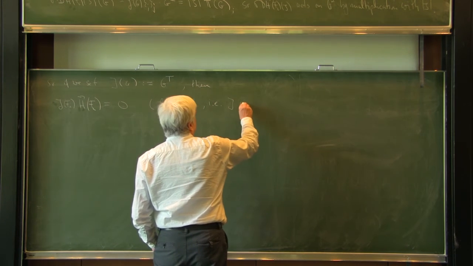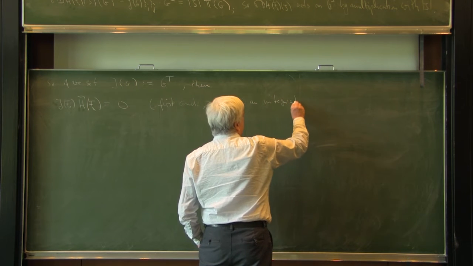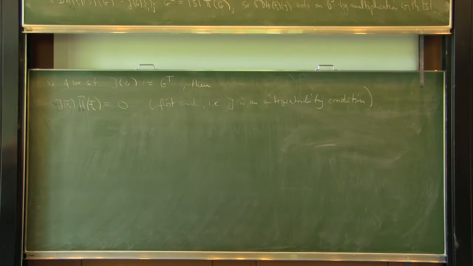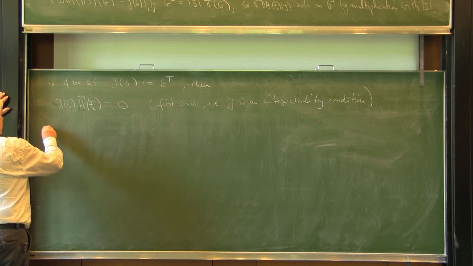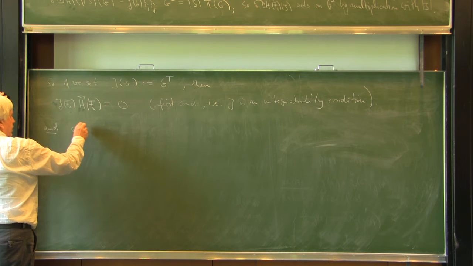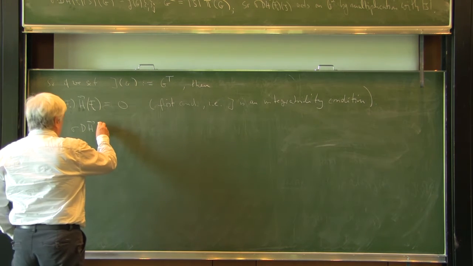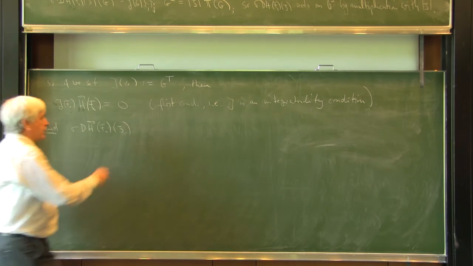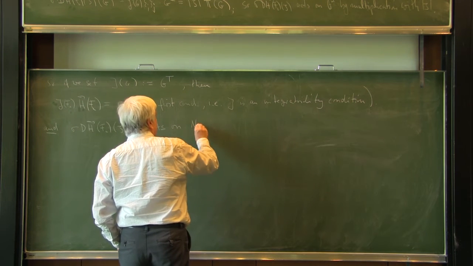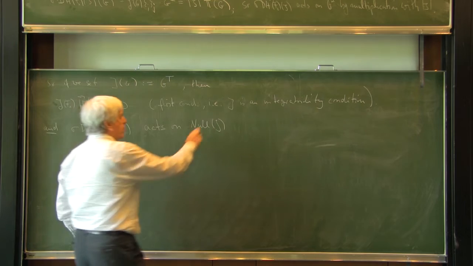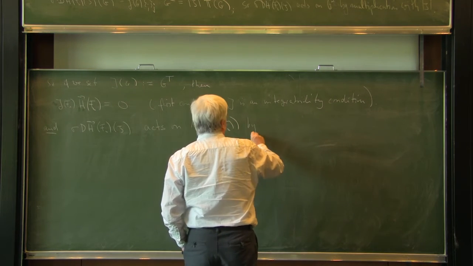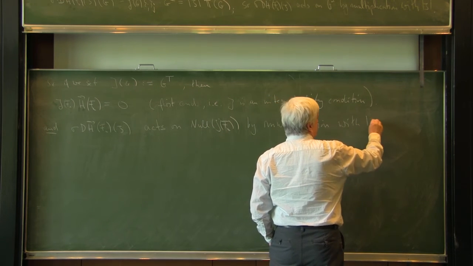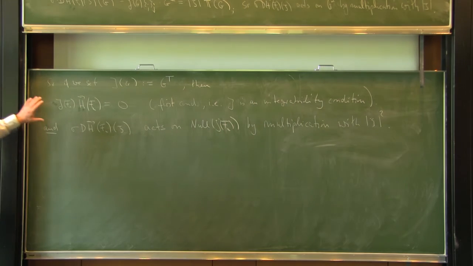i.e. J is an integrability condition. And secondly, as we have just seen, on the null space, the symbol of the linearization of H at f0 applied to theta acts on the null space of J of f0 by multiplication with zeta squared. So at this abstract level, we have exactly the same thing as in Ricci flow.